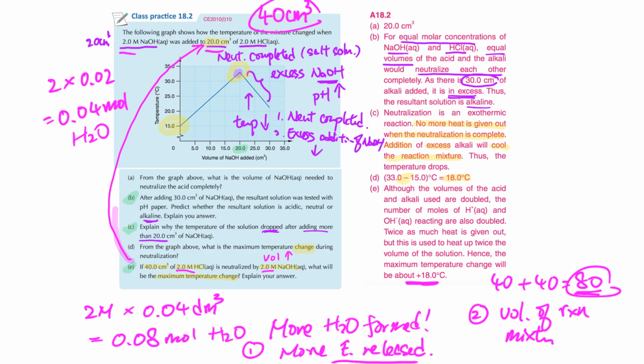So how are we going to present the whole idea? You'll find that although the volumes of acid and alkali used are doubled, the number of moles of H+ and OH- that react is also doubled. Twice the heat is given out, but it is used to heat up twice the volume of solution. So therefore, we will find that the temperature will be the same.